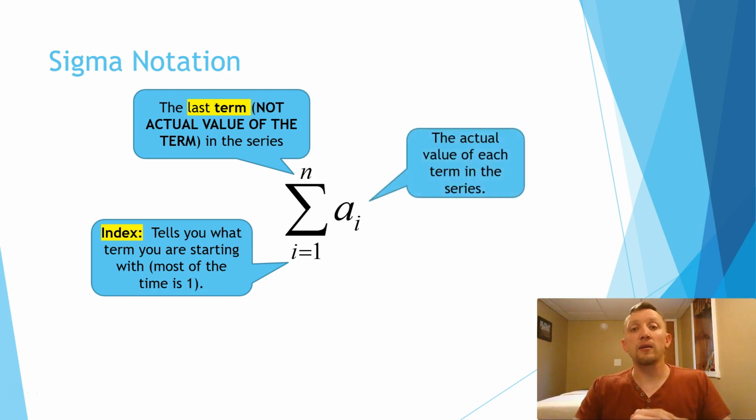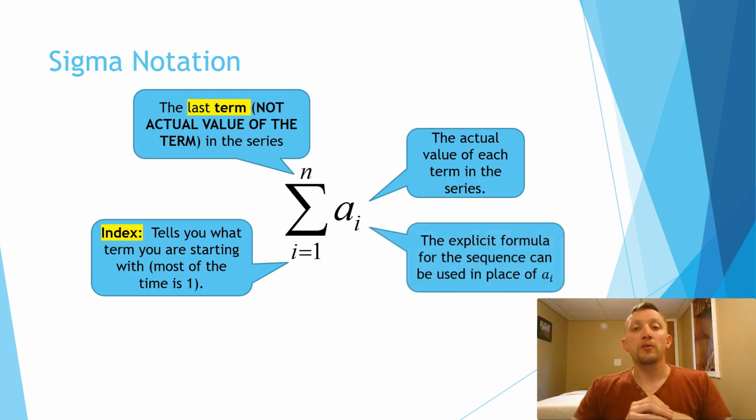Now to the right there, that gives us the actual value of each term in the series. If it just says a sub i, that just means that we're leaving every term as they are. We're not going to do anything with them. But sometimes we might have something in parentheses, like a sub i plus 5. That just means you take each term and add 5, and then add all those terms together. Or if we had 2n minus 1, we would take 2 times each term, subtract 1, and then add them all together. So again, a sub i can be replaced with the explicit formula for the sequence.